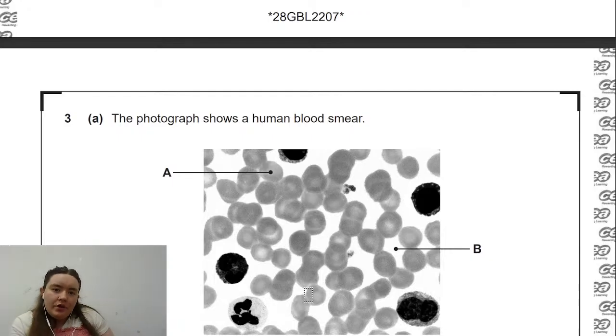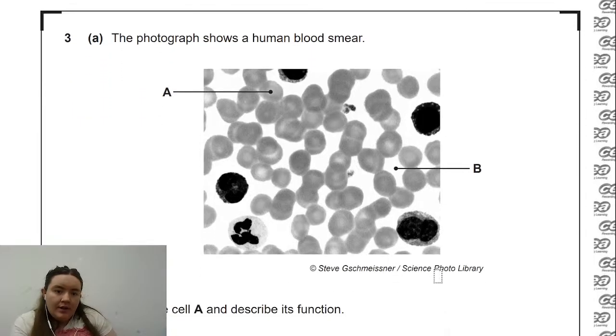So 3A, a photograph shows a human blood smear. Name cell A and describe its function. So cell A, there's a lot of similar looking ones, and it seems to be kind of darker around the edges. So that's slightly thicker around the edges, meaning it's a biconcave shape because we can see a little bit of light passing through it. It's thicker around the edge than it is in the middle.